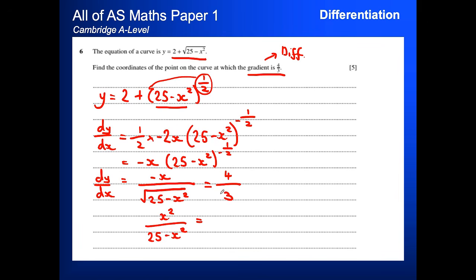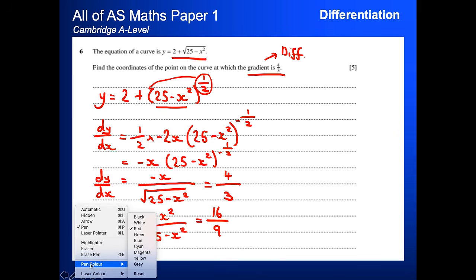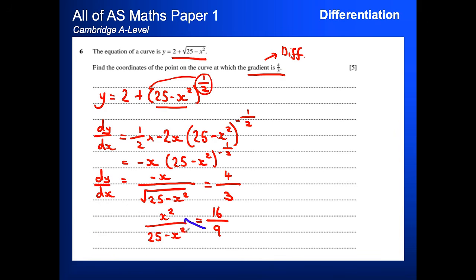And if we square this fraction here, well, 4 times 4 is 16, and 3 times 3 is 9. Now this suddenly turns into something that we can certainly work with at this point. We're going to do our favourite process, which is, of course, cross-multiplying, like so. Then we get 16 lots of 25 minus x squared, and that's equal to 9x squared.